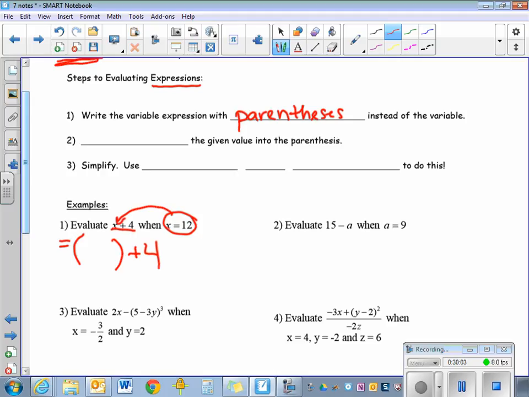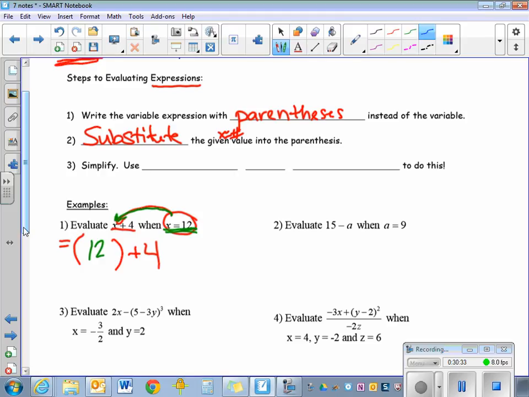Okay. The next step, substitute the given value into the parentheses. So the given value is going to be whatever number they tell you to substitute in. So here, again, like I said, our given value is x equal to 12. We're taking that and we're substituting it in for x. So instead of x, I have 12.